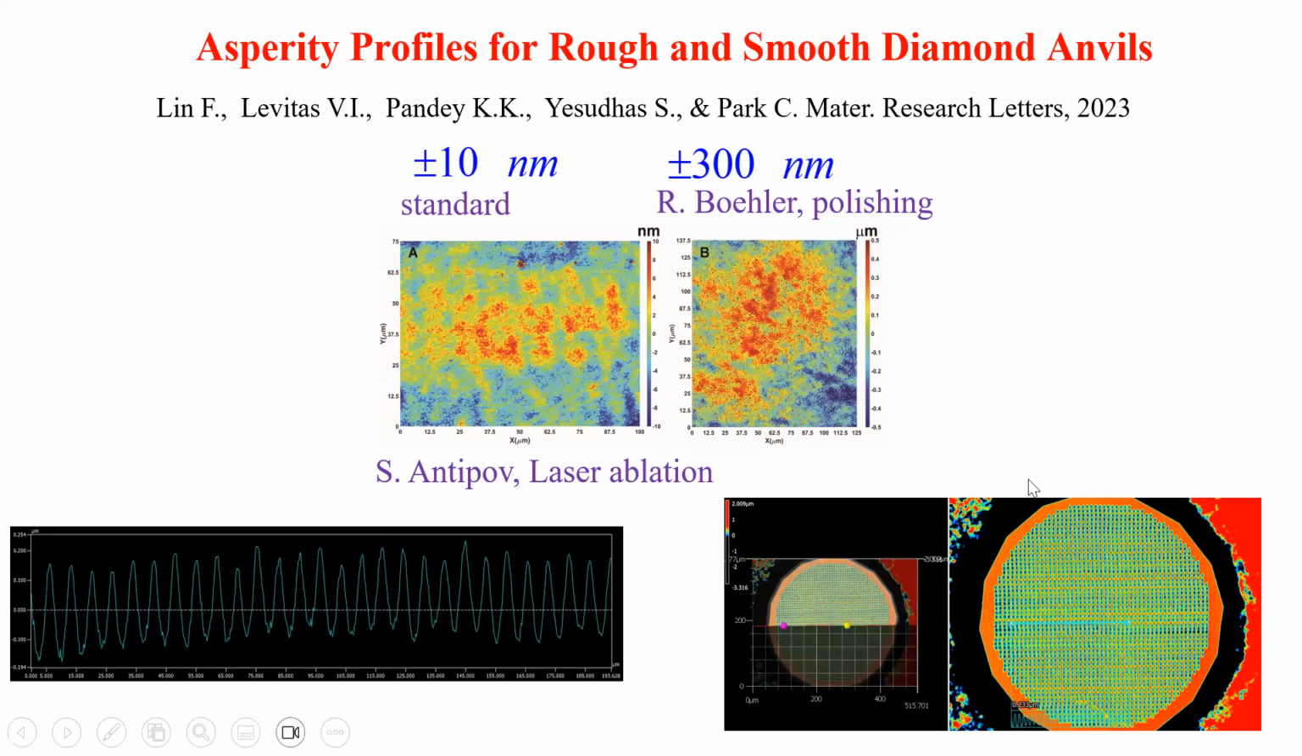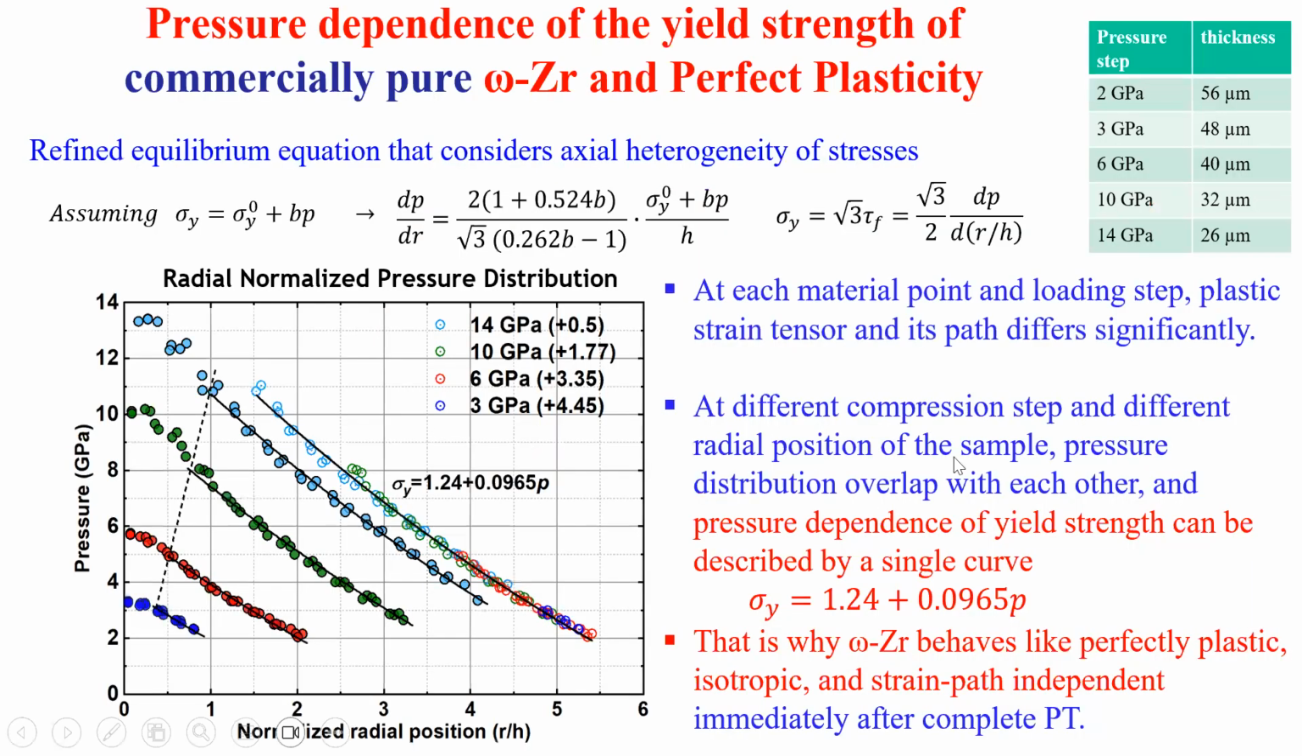And that is why we suggested to use diamond with rough surfaces. So instead of asperities of 10 nanometers in standard diamonds, we use 30 nanometers in rough diamonds, and they were prepared by polishing by Rainer Böhler or by laser ablation by Sergei Antipov for us. And indeed, we found that shear stresses reach maximum value equal to yield strength in shear.